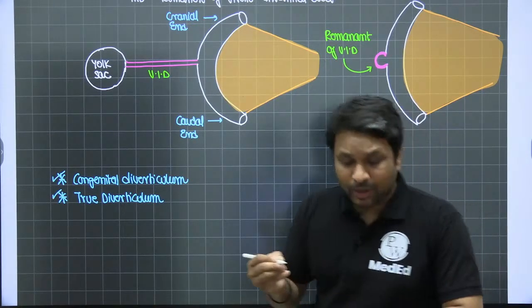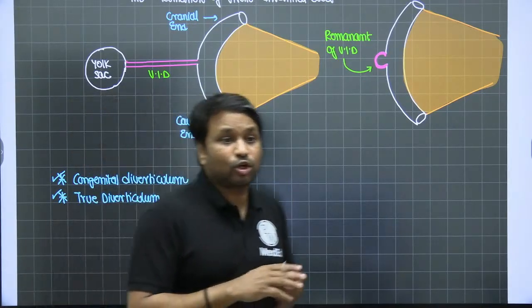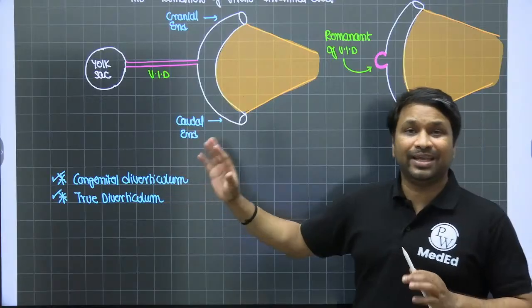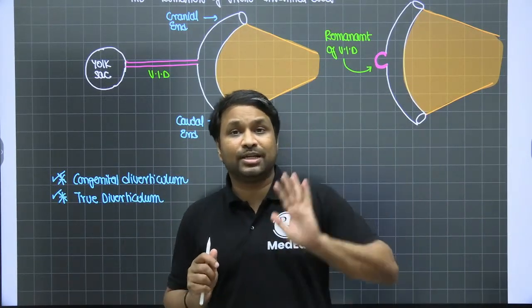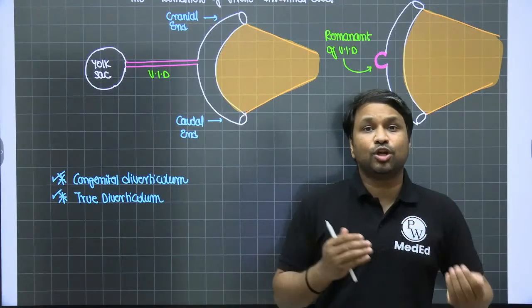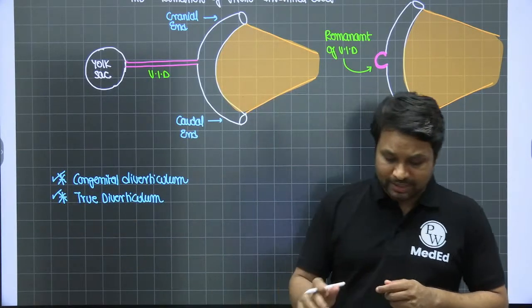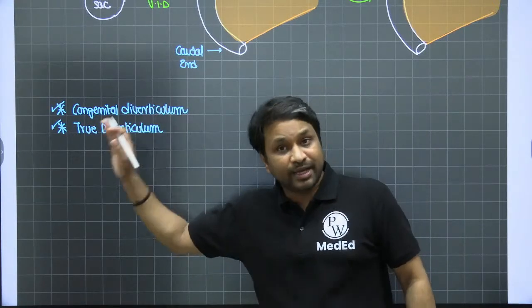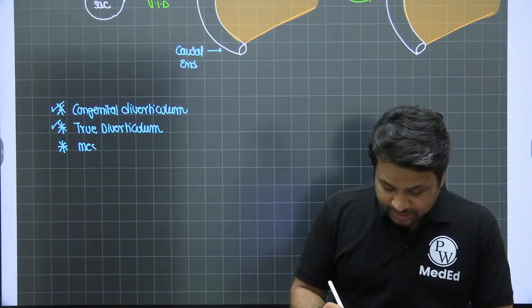Unlike the acquired diverticulum, I cannot say it's pulsion or traction, because here we are not talking about forces. Here it is a congenital deformity. So I cannot say pulsion, that is pushing, or traction, that is pulling. It is not in that context. It is simply because of a developmental disorder, so it is a congenital diverticulum. It's an example of a true diverticulum.